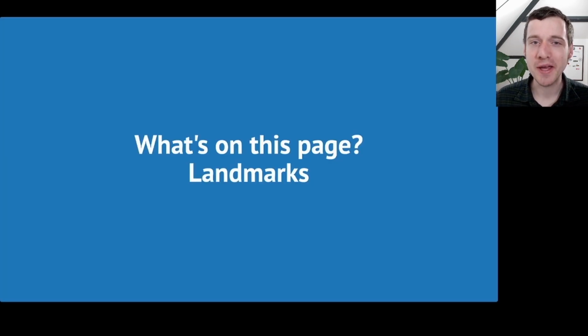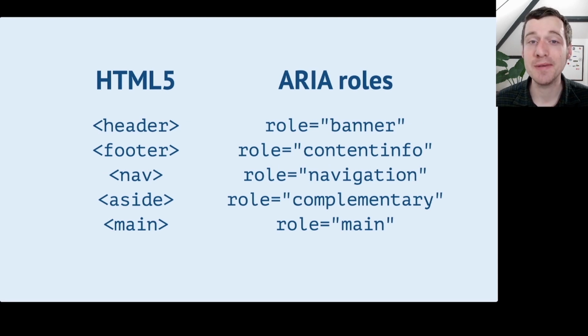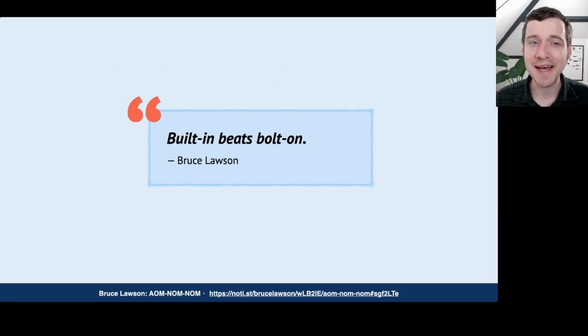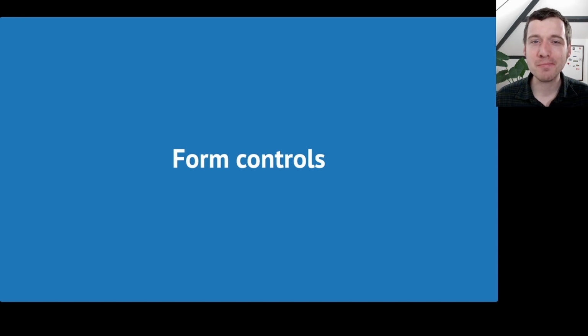Landmarks, another important way to let people figure out what's on your page. With a landmark, you can distinguish different sections on your page, like headers and footers, navigation elements, those sorts of things. Or you can use their ARIA equivalent. But as Bruce Lawson said, built-in beats bolt-on. So always be using native HTML elements where you can, because they are supported much more widely than ARIA is. So if you want to use headers, footers, aside, nav, and main, beware that what you're doing is defining regions in your page, and if you give them names, then people will be able to navigate by landmark to important landmarks on your page.